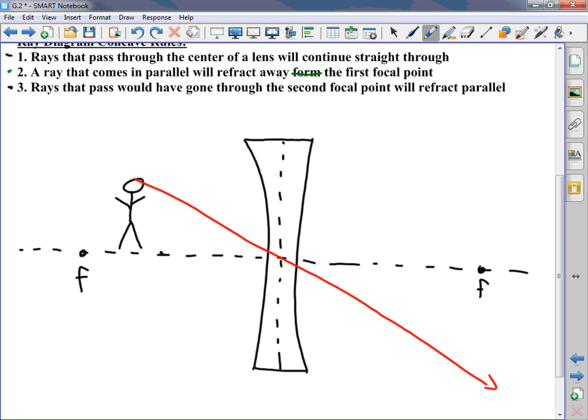The feet are on the principal axis, so I don't have to worry about that. A ray that goes through the center keeps on going. Let me label these. A ray that comes in parallel will refract away from the first focal point. Here's F1, so it will refract in a manner that takes it away. I'm having to draw a dashed line to see what angle it's going to come at. So I'll start at F1, hitting this spot right here, and then continuing. So it's going to refract away.